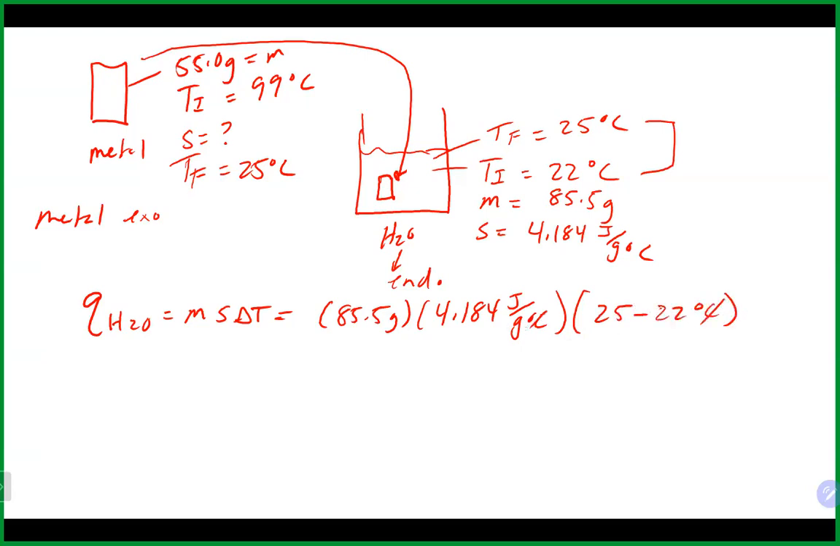Degrees Celsius will cancel, grams will cancel, we will end up with 85.5 times 4.184 times 25 minus 22, which will end us with about 1,073.196 joules. Now, for following sig fig rules on this, we do have 3 sig figs, right?